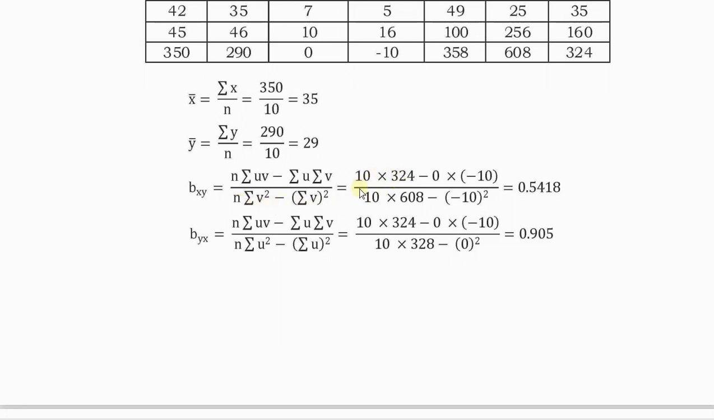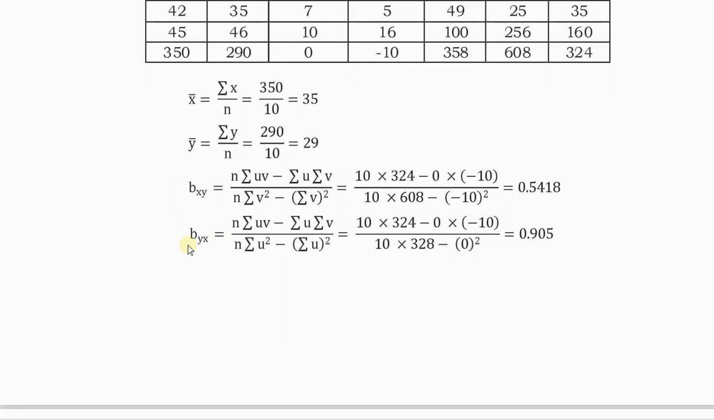So that is 10 into 324 minus summation of u, which is 0 here, into summation of v, which is minus 10, divided by 10 into 608, where summation of v square is 608, minus summation of v whole square, so minus 10 square is 100 here. So the total answer here is 0.5418. This is bxy, the regression coefficient of x on y.